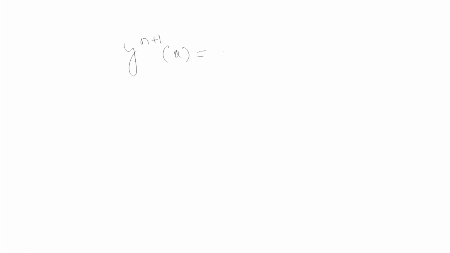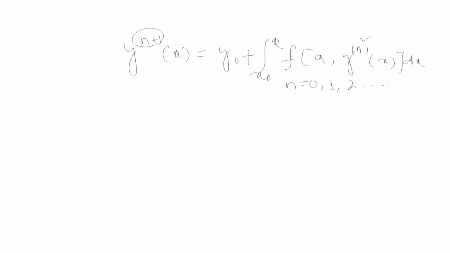This can be written as y naught plus the integral from x0 to x of f of x, y to the power n of x dx here, where n is varying from 0, 1, 2 and so on. And especially we can say that y to the power n denotes the nth iterated value here and n plus 1 denotes the n plus 1th iterated value here.